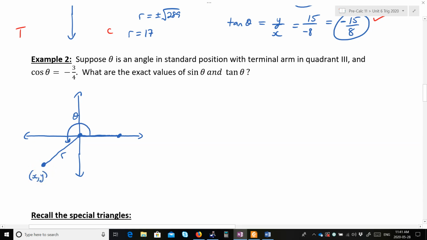X, Y, and R. Just writing the quadrants for you. Now, cos theta is equal to x over r, and they are telling us that that is -3 over 4. Now, the radius is always positive, so that 4 would have to be positive, and the negative would have to be for the x. Okay, and that's okay because that x-coordinate is negative. So we've got -3 there. We have an r of 4.